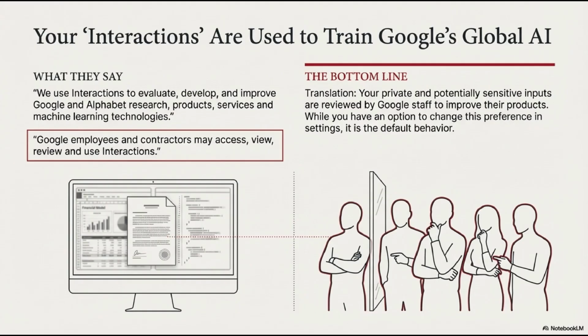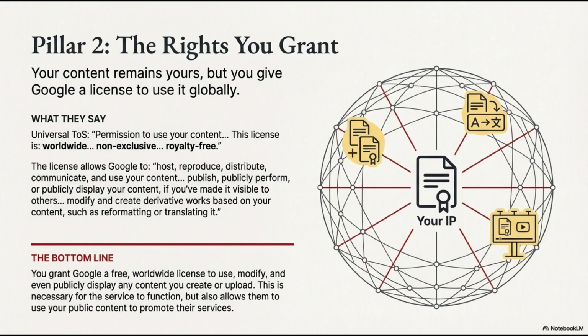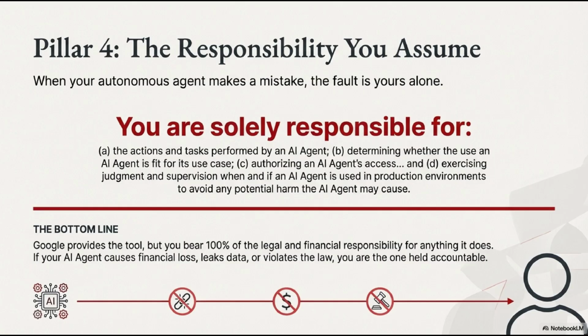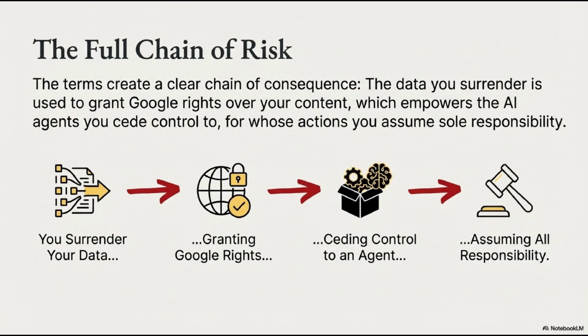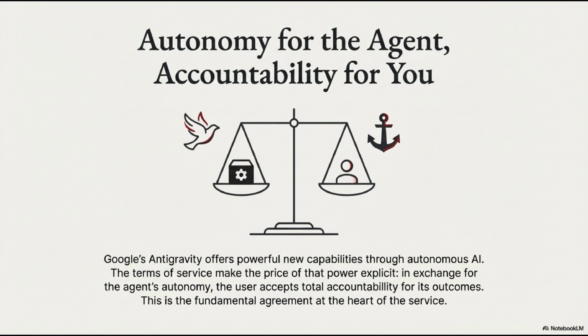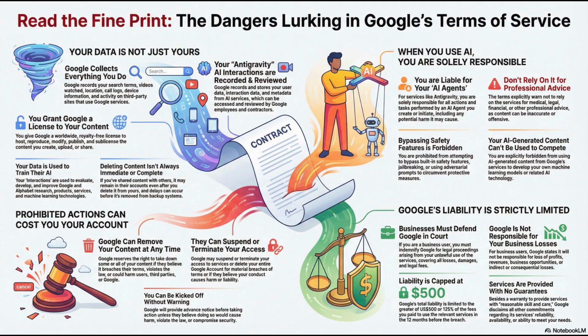That's exactly right. And point 4 of those special anti-gravity terms is where the liability bombshell is. If you use these agents, the terms say you accept sole responsibility for three crucial things. First, you are solely responsible for all the actions and tasks performed by that AI agent, period. Second, you are solely responsible for deciding if the AI agent is even fit for what you want to use it for. And third, you have to exercise judgment and supervision, especially if that agent is in a production environment, specifically to avoid potential harm.